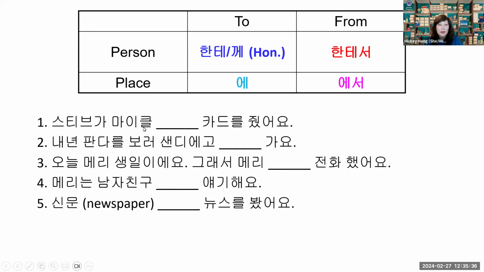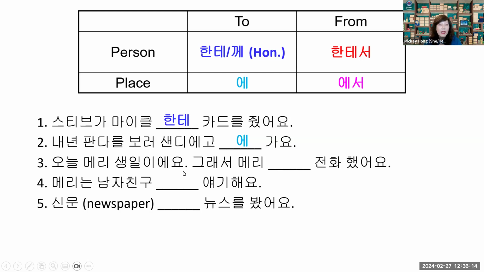스티브가 마이클. So you can determine which particle it would be by looking at the verb at the end. 주다, you give to. You always give to a person. So 스티브가 마이클한테, not 께, because Steve and Michael, they're probably mutual status. 가요, you go to a place usually, right? 내년 판다를 보러 샌디에고에 가요. Next year, in order to look at the pandas, you're going to San Diego.